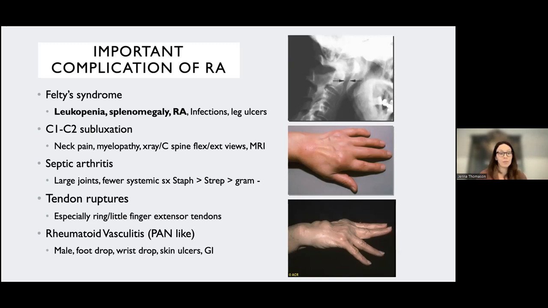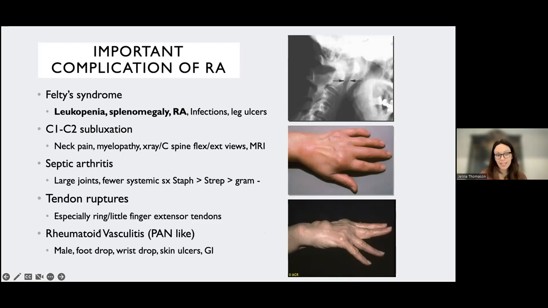Septic arthritis, as we talked about, also tendon ruptures, which can unfortunately happen in patients that have just chronically uncontrolled inflammation. It kind of just gnaws away at their structures until they rupture their tendons. So this is a patient that has extensor tendon ruptures. They're no longer able to extend these digits. This can be repaired by ortho, but I've seen it re-rupture again, unfortunately.